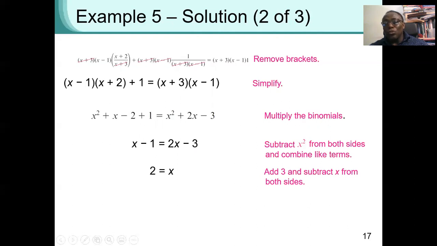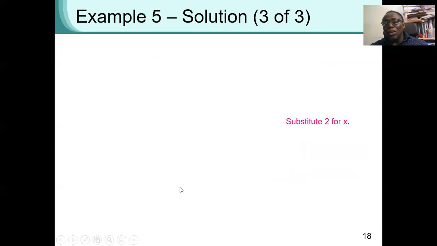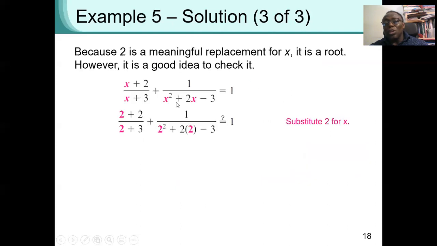Now, if we are not sure of the answer, we substitute the final answer into our original equation to see if the left value is equal to the right. Since the right is 1, our left side of the equal sign should be 1 also. And that's what we got here.